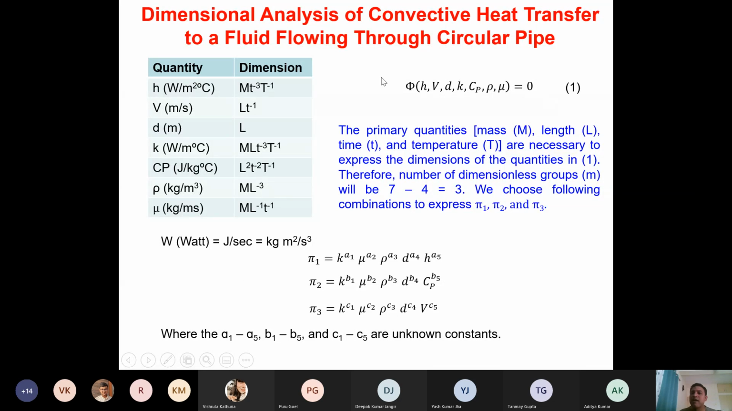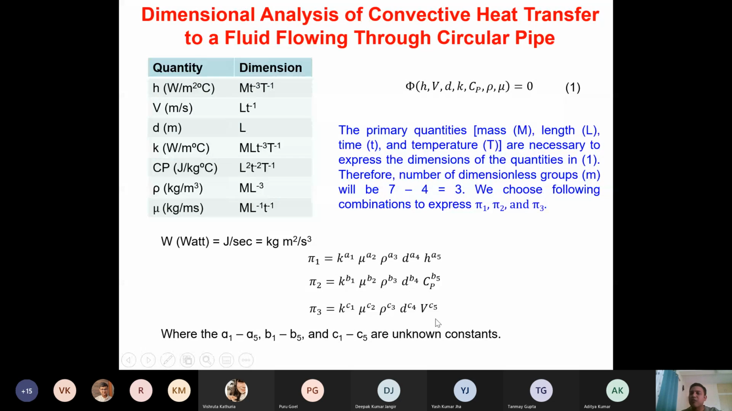And then, in this case, how many principal quantities are being used here? These are mass, time, temperature and length, isn't it? So 4 principal quantities are being used here, and there are n number of variables, which are 1, 2, 3, 4, 5, 6, 7. So n is 7, and 7 minus 4 is 3, so we are going to have 3 dimensionless groups in this case. So we can write down the expressions pi 1, pi 2, pi 3 like this.